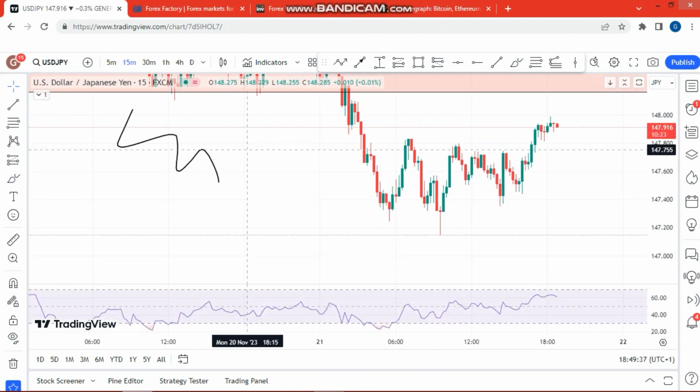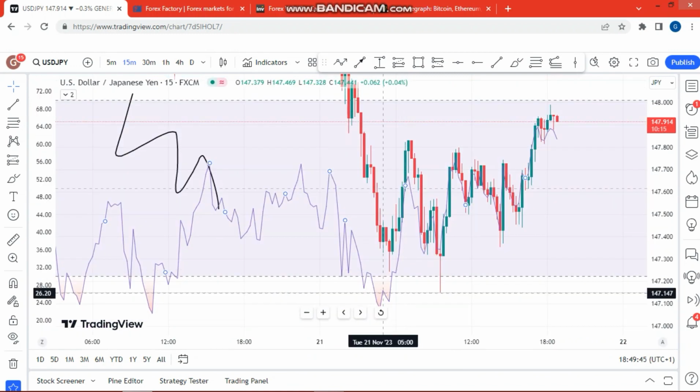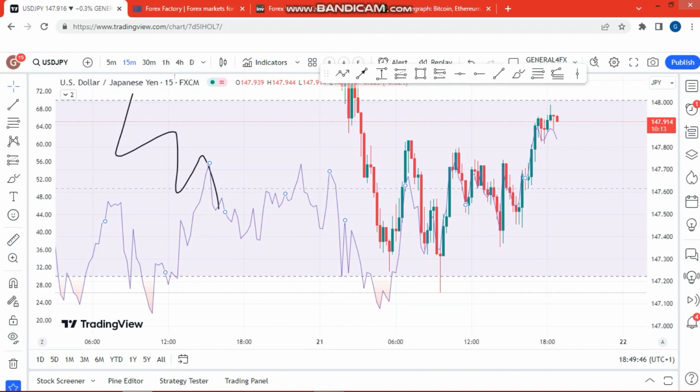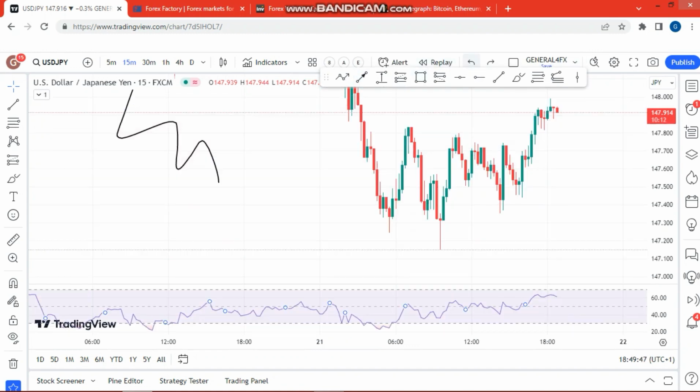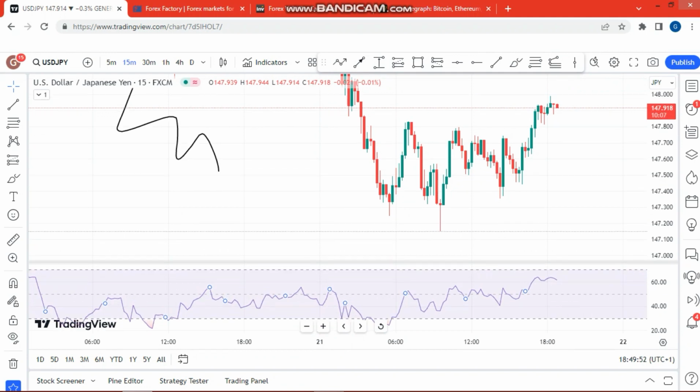Now let me bring up my RSI. Now, looking at this area right here and looking at the RSI right here, let me pull it up a bit so everyone can see it. Sorry about that. So let's get it done.